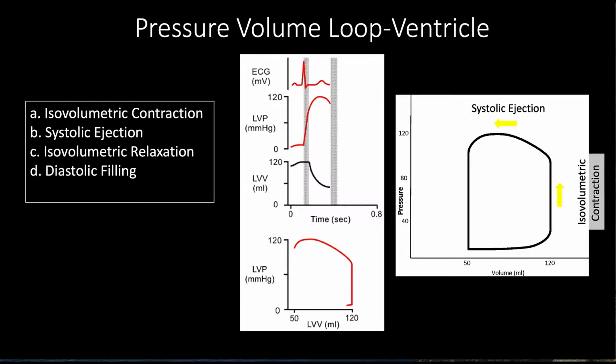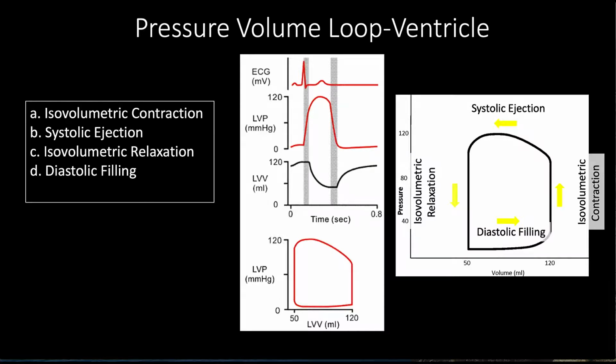And then what happens after systolic ejection? You have relaxation of the left ventricle with no change in volume. This is called isovolumetric relaxation. And then what happens? Well, then you have diastolic filling. This is where you have a large change in volume for a fairly small change in pressure. And at this point, you've completed the entire cardiac cycle of the left ventricle.